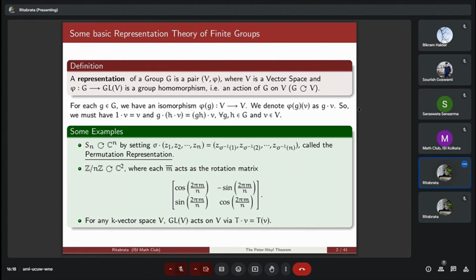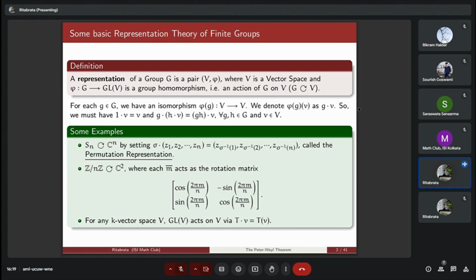Here are some examples of representations of finite groups. Our symmetric group S_n acts on C^n by setting sigma dot (z_1, ..., z_n) equal to (z_{sigma^{-1}(1)}, ..., z_{sigma^{-1}(n)}). Basically, it acts by permuting the coordinates according to the permutation. This is called the permutation representation, and it plays a pretty important role in representations of symmetric groups. We'll not talk about it here. So let's move to the second example.